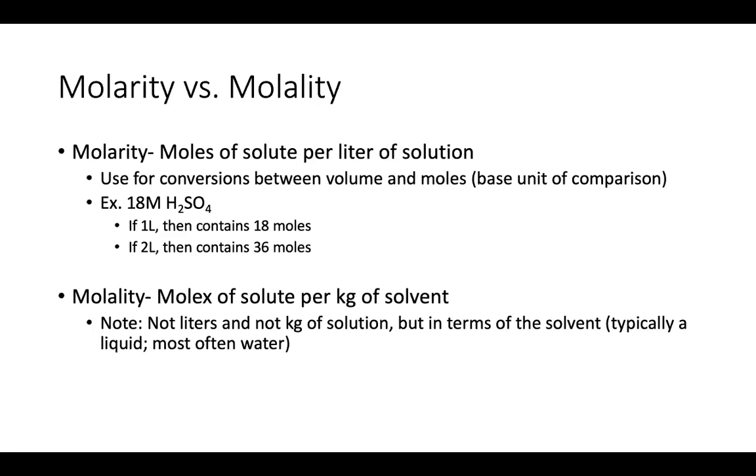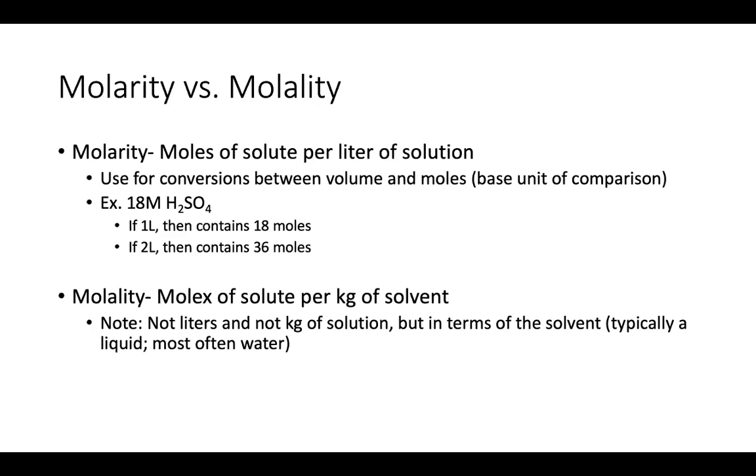One thing that I wrote is just 18 molar H2SO4. The big M like that means molar, which is standing for molarity. What that means is if you have 1 liter of 18 molar H2SO4, it contains 18 moles of sulfuric acid in that 1 liter. But just because it says 18 molar doesn't necessarily mean that it's only 1 liter. It also could be 18 molar and be a 2-liter solution, in which case it would just have 36 moles of sulfuric acid inside of it.